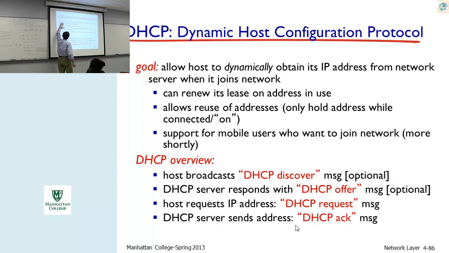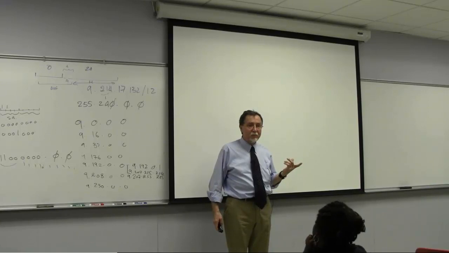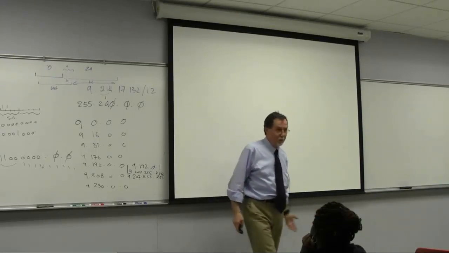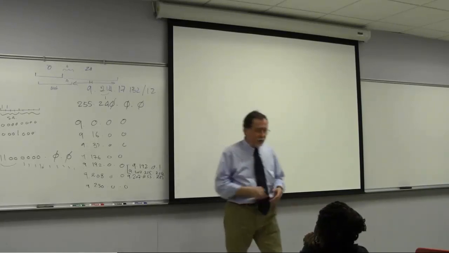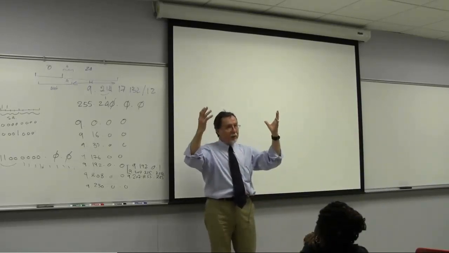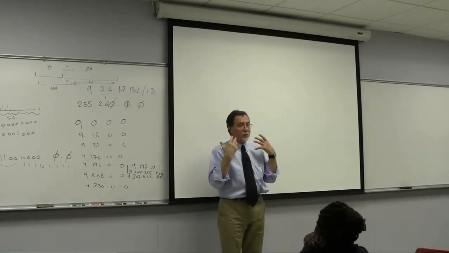Okay, so that's the goal. We want to allow the host to dynamically obtain an IP address from a network server when it joins the network. Now, the question is, is the IP address by itself enough? We just discussed this. Is it enough, Joe? No. We need more information. We need the gateway, we need the mask, all those things. And DHCP does it. So the idea is that you come here, Nana, you put your laptop, open it, and connect to the network and get this information. There is a server somewhere within your subnet that provides you this information.